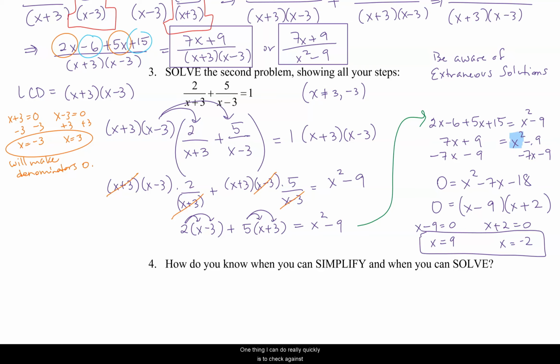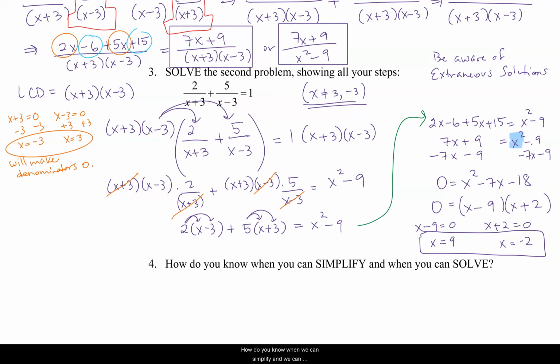One thing I can do really quickly is to check against what x cannot be, because that's how the extraneous solutions get introduced. Up here, when we multiply by the least common denominator, there's a chance we could be multiplying by 0 if x equals 3 or negative 3. We have a problem. So we could introduce a solution of 3 or negative 3 for this particular problem that would then be extraneous, and we would have to toss it out. So we get two solutions, x equals 9, x equals negative 2. Again, always a good idea to go back and plug it in.